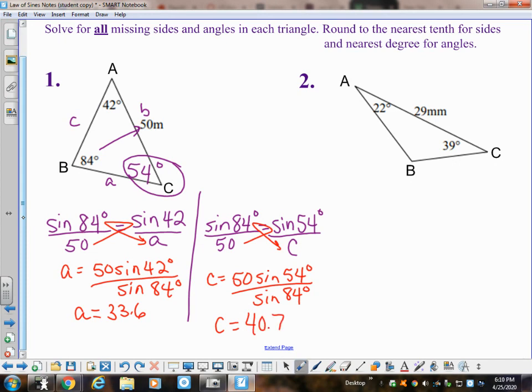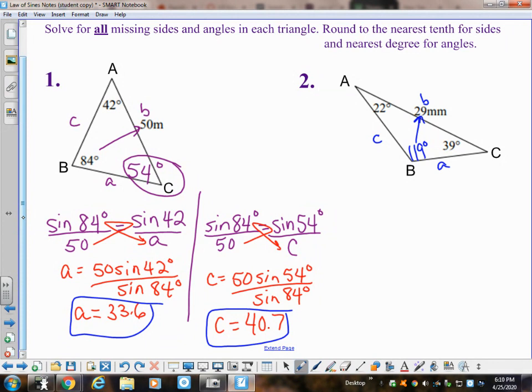Hey, number 2. I need to find my third angle first. 180 minus 22 minus 39 is 119 degrees. All right, so now I have a pairing. I have angle B and side B. I need to find little c and little a.